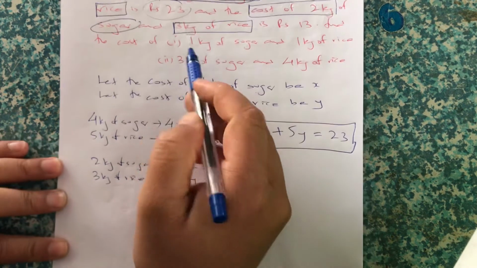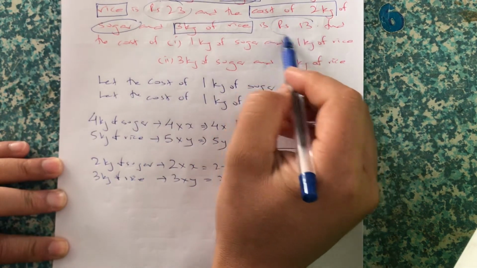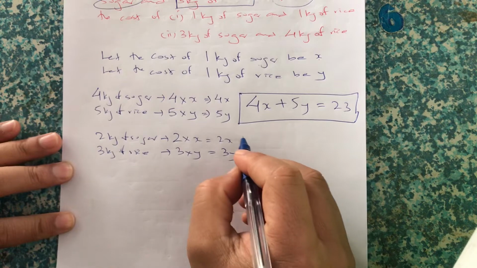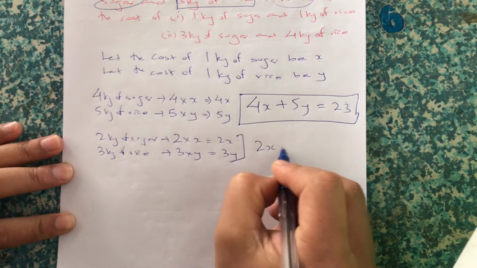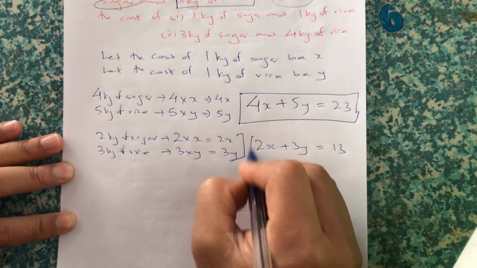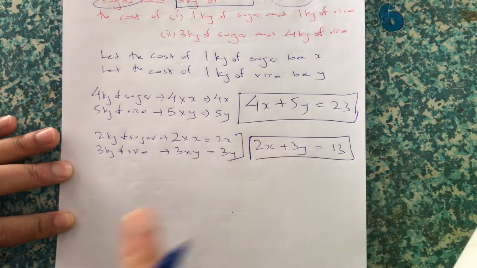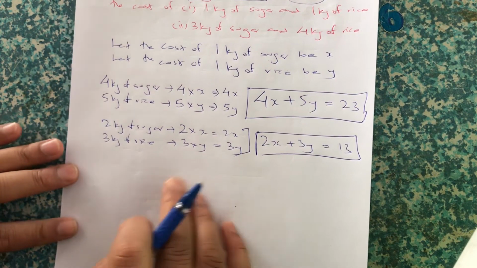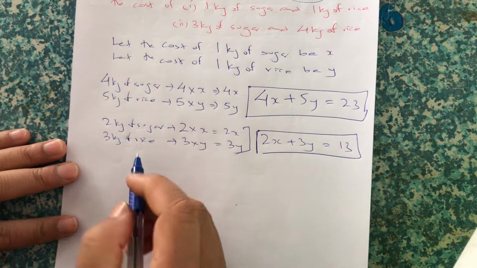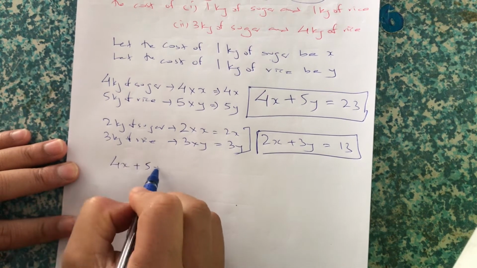So again together, what's the price? That's the total. It says rupees 13. So indirectly, when I put this together, it becomes 2x plus 3y is equal to 13. So that's how I get my first equation and I get my second equation. So once I get the first equation and the second equation, you just have to go ahead and solve it.